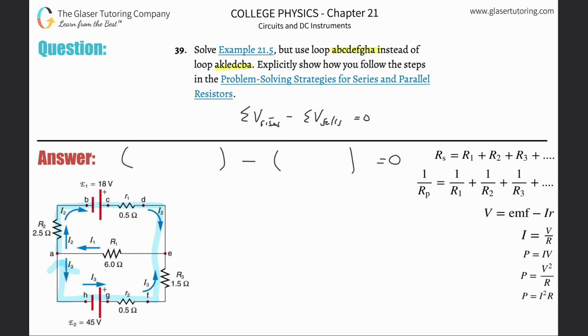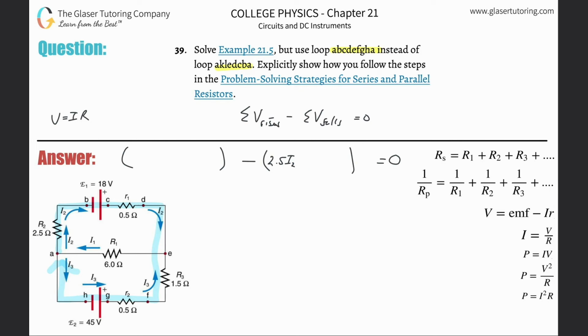All right, the potential fall here is going to be I2. Remember that we're using Ohm's law: V is equal to IR. To find the potential drop across this, I need to know the current and the resistance. So it's simply the resistance of 2.5 multiplied by the current I2. I'm going to write 2.5 times I2. Great. Now I move on to the next one.